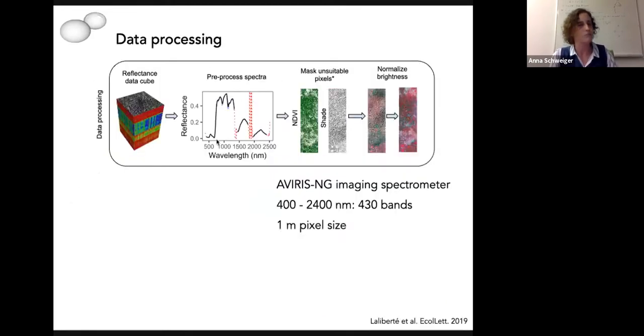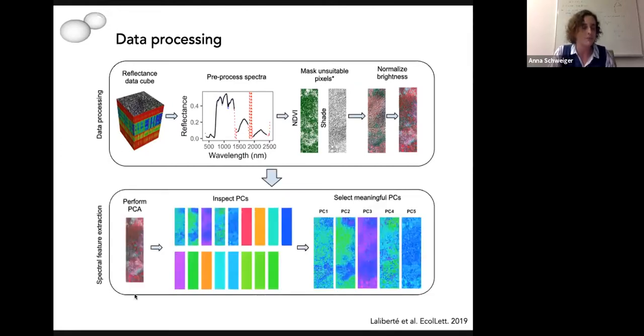I'm going to skip through the data processing briefly. You can look that up. It's nothing too extraordinary, and I'm sure for many of the steps we're using there are alternatives and perhaps even better ways to do it. We essentially mask pixels that are not vegetation and shaded pixels, and then we performed the PCA and used the main axes of spectral variation to calculate spectral alpha, beta, and gamma diversity.